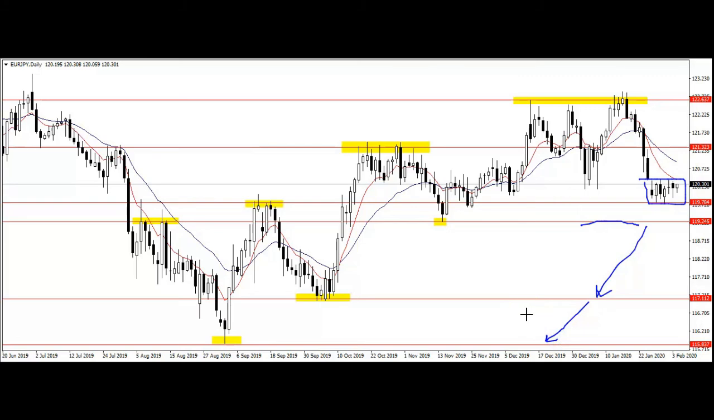Again, nothing to do. It's just a wait and see game like most pairs at the moment. But should we get a close below the 9245, then we'll be looking to enter short. It could open the floodgates for a bigger move way back down this way.